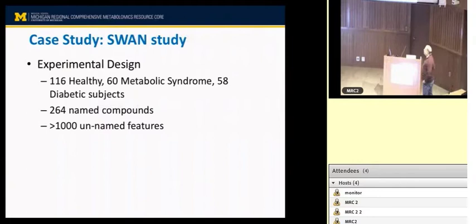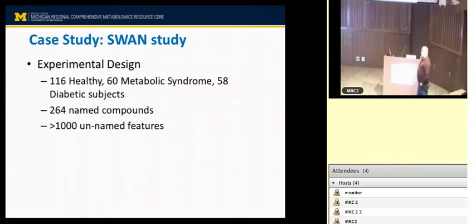So tomorrow I'm going to give you some hints of how in the lab we're trying to develop new bioinformatics approaches to help us name some of these unnamed features. And Ala is also going to talk about that. And you saw a poster out in the lunch area.